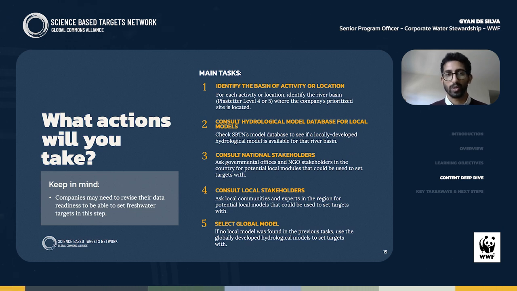Number 2, consulting the hydrological model database for local models. Number 3, asking government officers and NGO stakeholders in the country for potential local models that could be used to set targets. Number 4, asking local communities and experts in the region for potential local models that could be used to set targets with. And number 5, if no local model is found, using the globally developed hydrological model to set targets with.